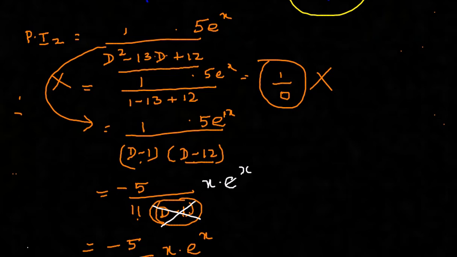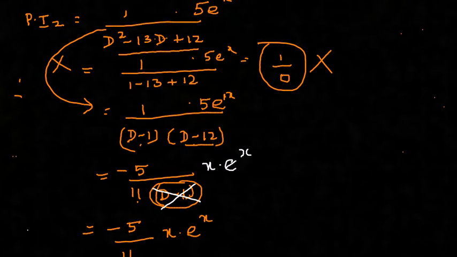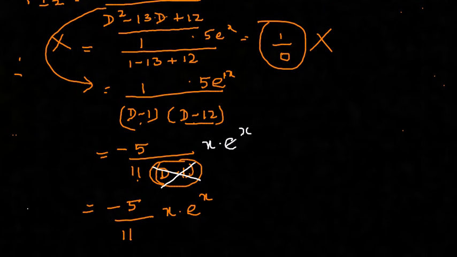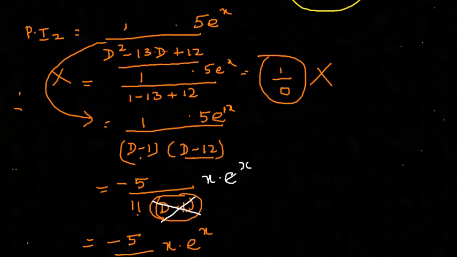Suppose you had it as d squared minus 1, this would be x squared by 2 into e power x. Which means that as your power increases, you will have to keep integrating one more time. But typically I don't think you have sums like that. So this is the only difference in finding the particular integral, when your denominator turns up to 0 when you substitute the alpha, which is basically the coefficient of x.